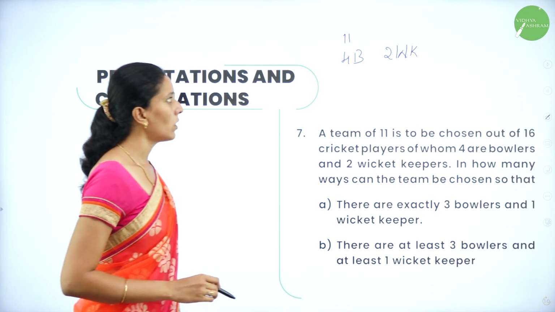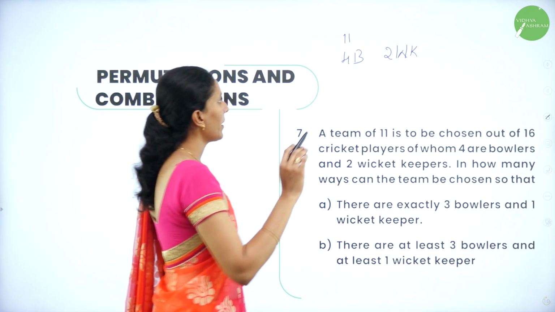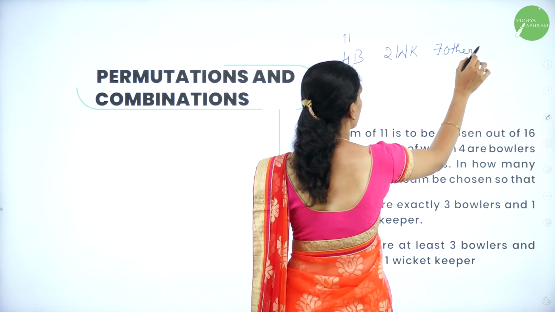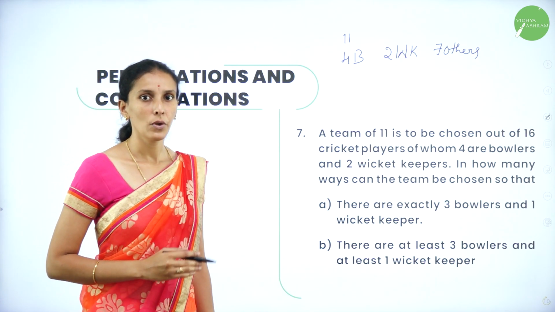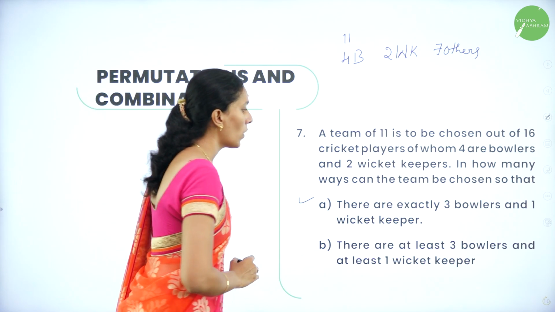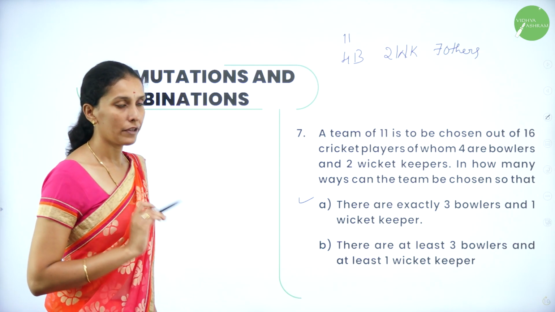So if 4 are bowlers and 2 are wicket keepers, that is 6, and the remaining 7 will be other players. So 4 plus 2 plus 7 is equal to 11. So we have a team of 11. And my first question, what does it state? There are exactly 3 bowlers and 1 wicket keeper.